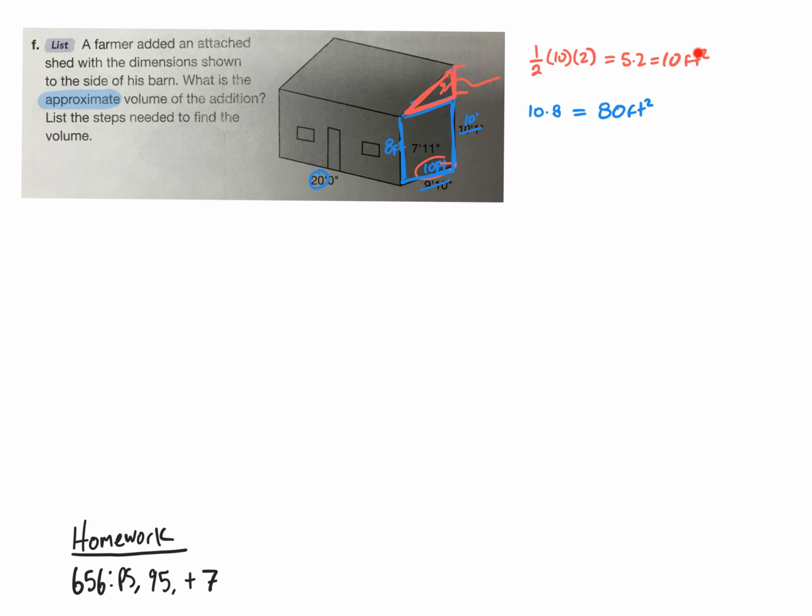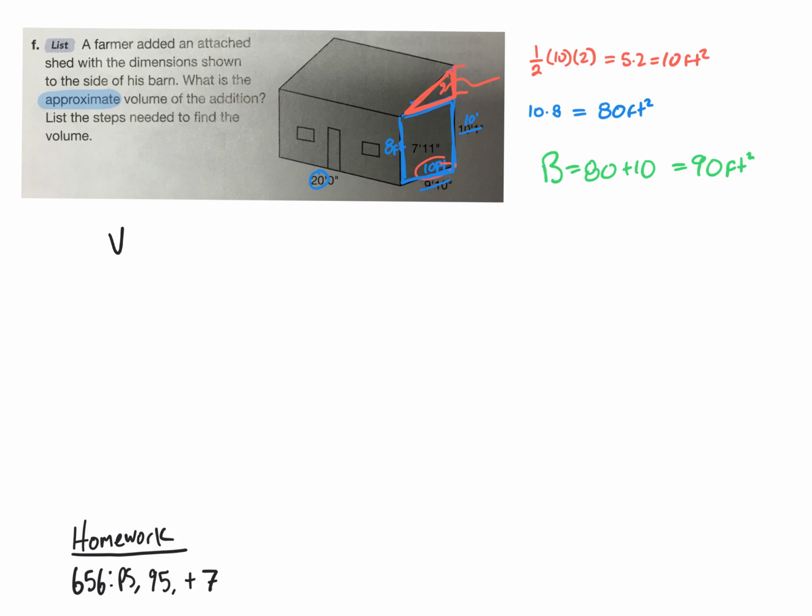Now these two areas together, this one and this one, gives me the shape of the base, right? I could have also used the trapezoid formula if I would have wanted, but I didn't really want to. I'd rather find them separately. So the area of the base is going to be 80 plus 10, or 90 feet squared.